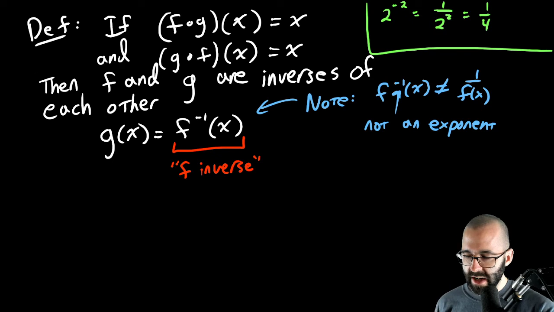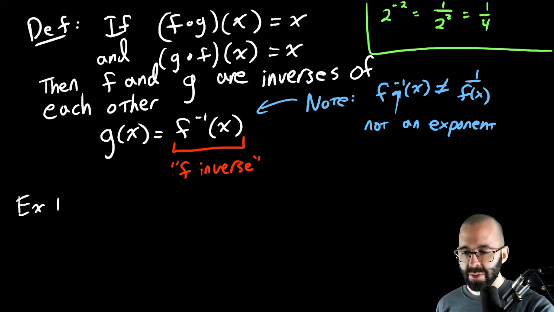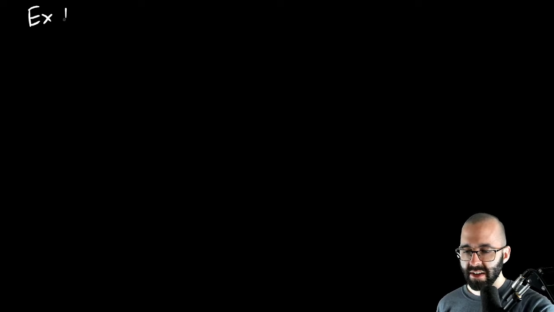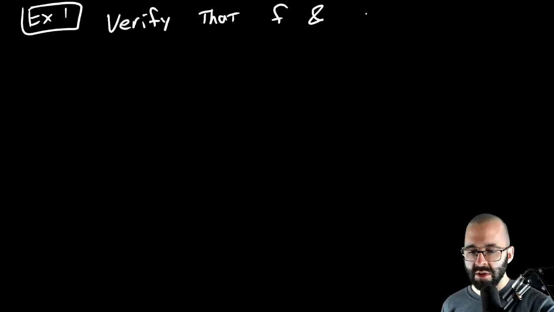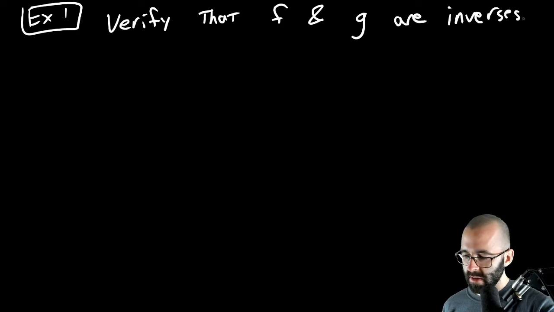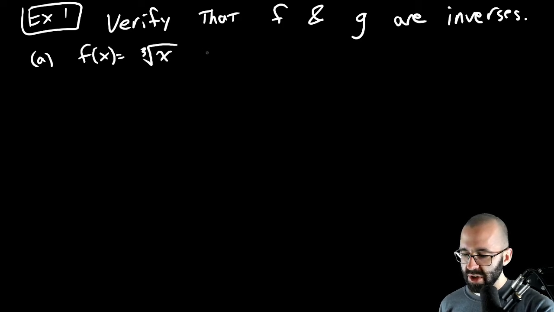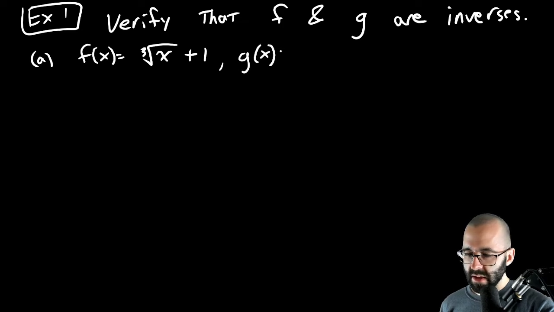Let's use it now. Example 1. You know what? Let's do example 1 on the next page so it fits. Example 1. Verify that f and g are inverses. Part A, f of x equals the cubed root of x plus 1, and g of x equals x minus 1, cubed.